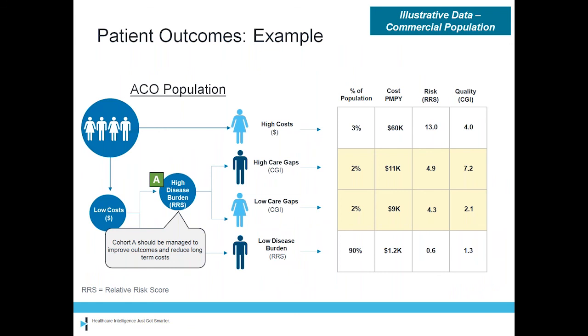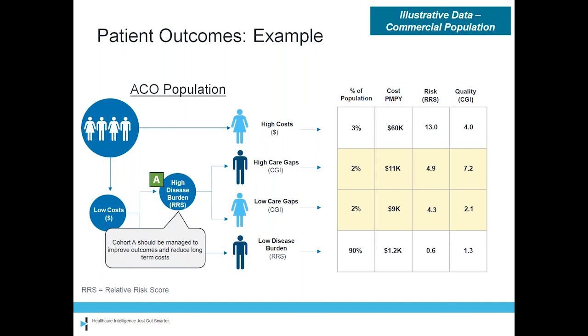Next, I would like to talk a little bit about some patient outcomes. And this is a great slide that talks about the segmentation and different paths that we would slot different cohorts or groups of members into based on all of the data and analysis that we can get out of their risks, relative risk scores, CGI, and illness burdens. So here's a great example. ACO population, ACO is a term for accountable care organization. You can think of that as an employer population, employees, dependents, everybody covered on the plan.